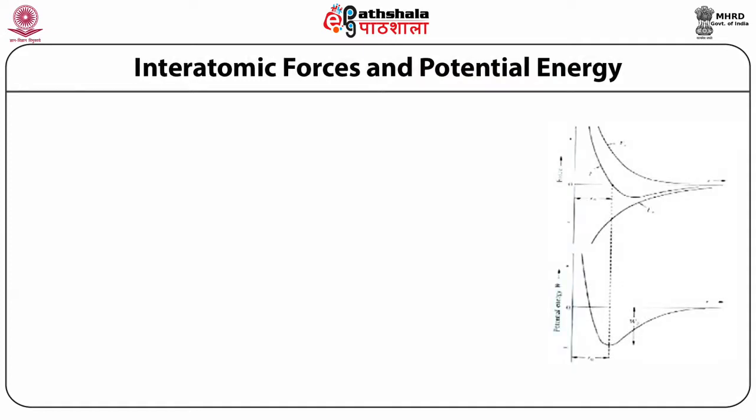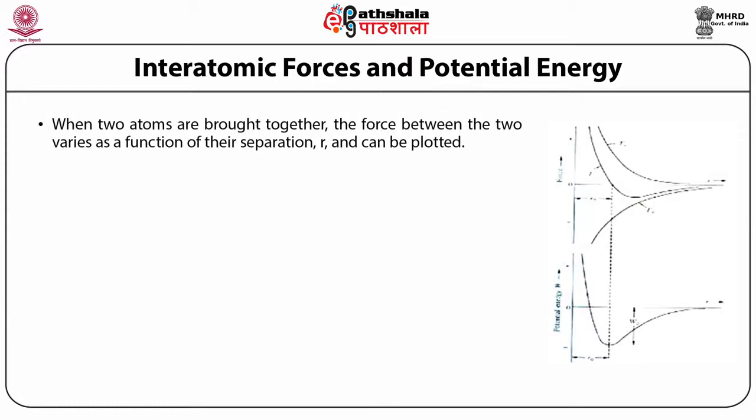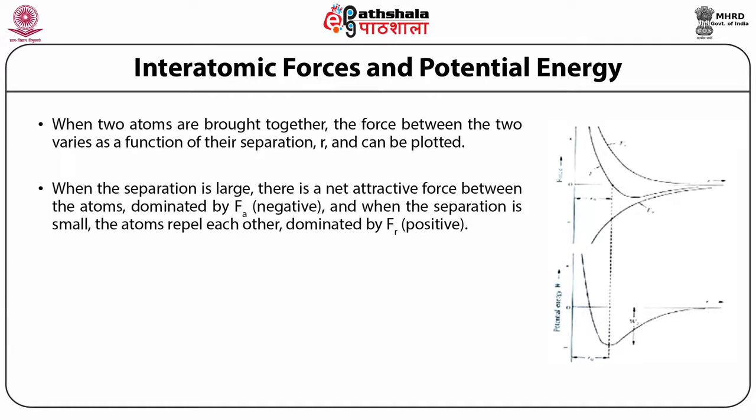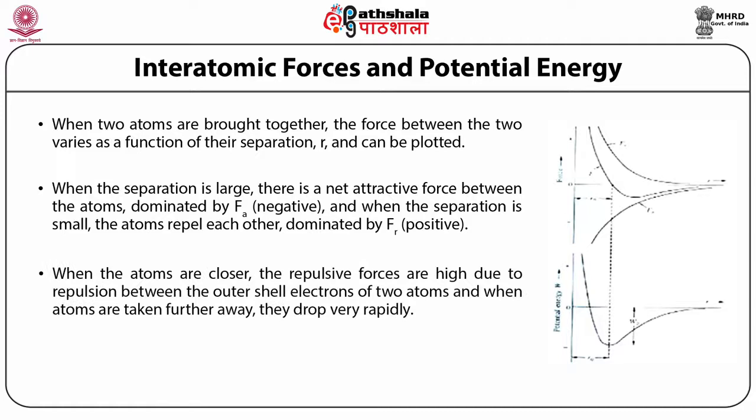Interatomic forces and potential energy. When two atoms are brought together, the force between the two varies as a function of their separation R and can be plotted as shown in the figure. When the separation is large, there is a net attractive force between the atoms, which is dominated by FA, that is negative. And when the separation is small, the atoms repel each other, which is dominated by FR, which is positive. When the atoms are closer, the repulsive forces are high due to repulsion between the outer shell electrons of the two atoms. And when the atoms are taken further away, they drop very rapidly.